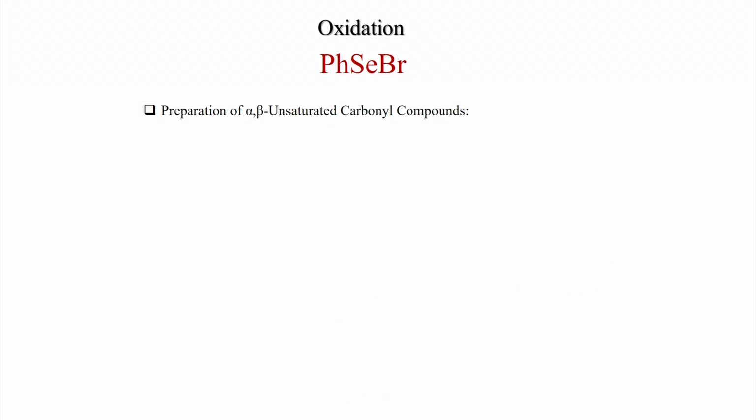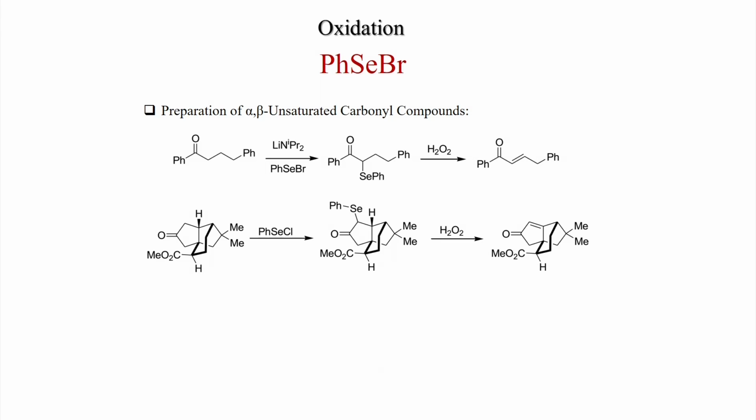Another reagent that has been used is phenyl selenium bromide, for the preparation of alpha,beta-unsaturated carbonyl compounds. If you have a ketone, then with a base and phenyl selenium bromide you get alpha functionalization, the alpha selenium compound, and then with H2O2 you get the alpha,beta unsaturation here. This reaction is popular and has been used in many natural product syntheses. Here is one complex molecule with a carbonyl compound, and when it was treated with phenyl selenium chloride you get this carbon-selenium bond, and when treated with H2O2 it becomes an alpha,beta-unsaturated carbonyl.